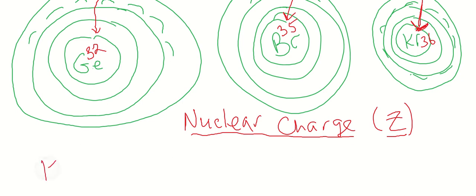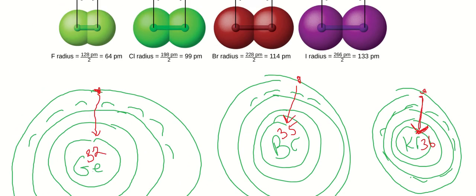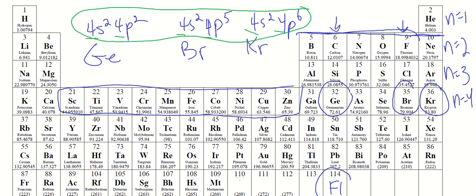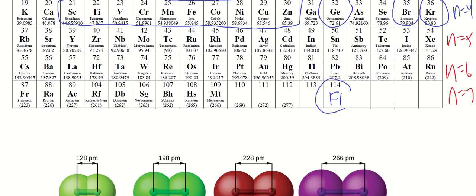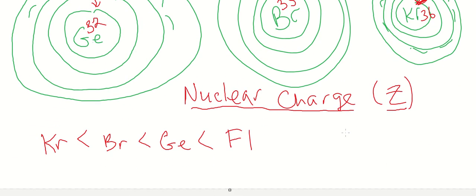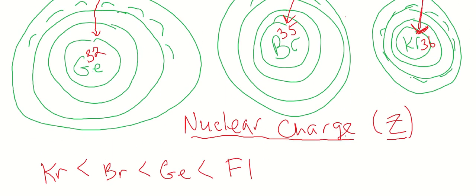There is our answer. Krypton is your smallest one, and then bromine, and then germanium, and then Fl. We know Fl is going to be the largest because that's period 7: n equals 1, 2, 3, 4, 5, 6, 7. That's in the 7p. I'm not drawing 7 rings or shells, but this is definitely the largest one simply because it has that many more energy levels. There's your answer.